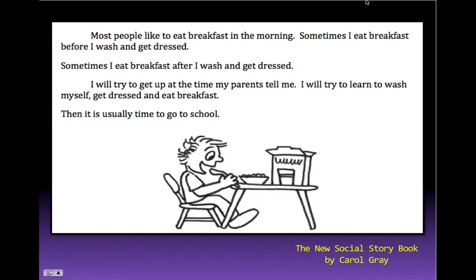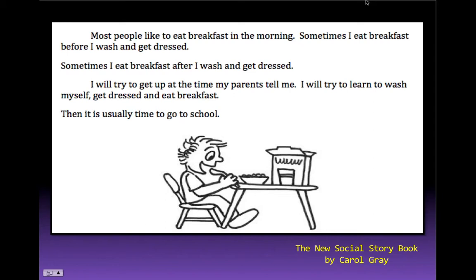So this social story says, most people like to eat breakfast in the morning. Sometimes I eat breakfast before I wash and get dressed. Sometimes I eat breakfast after I wash and get dressed. I will try to get up at the time my parents tell me. I will try to learn to wash myself, get dressed, and eat breakfast. Then it is usually time to go to school.